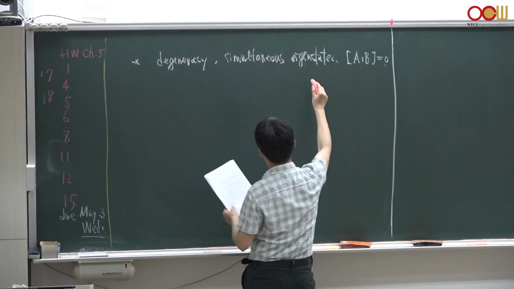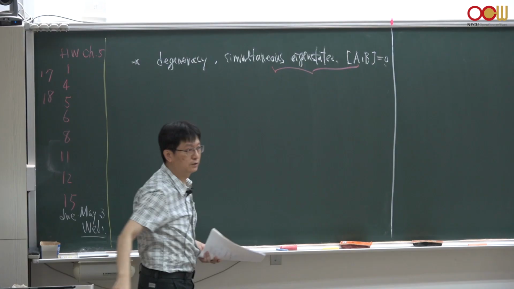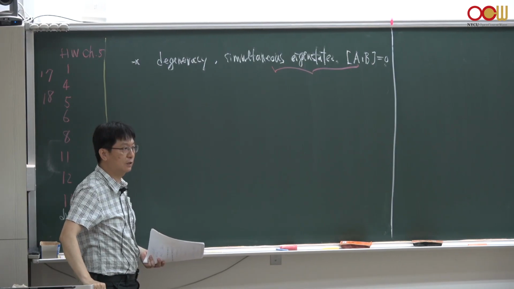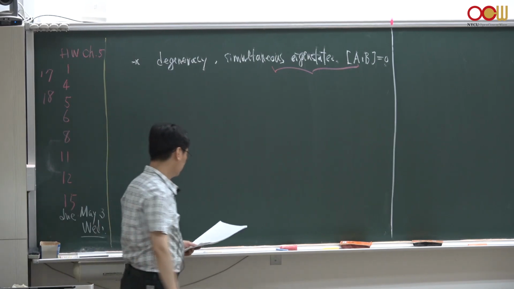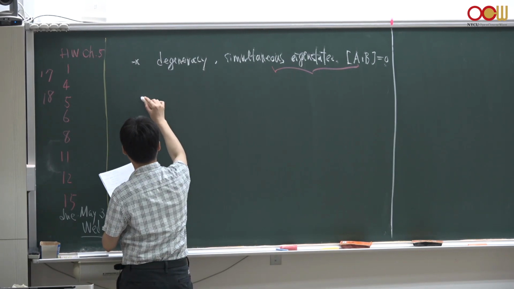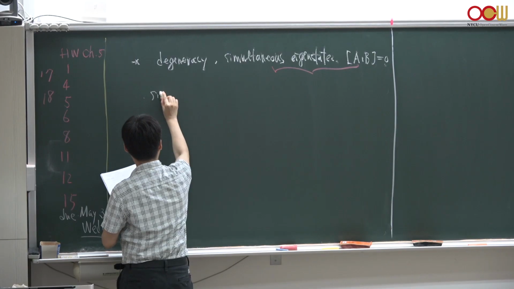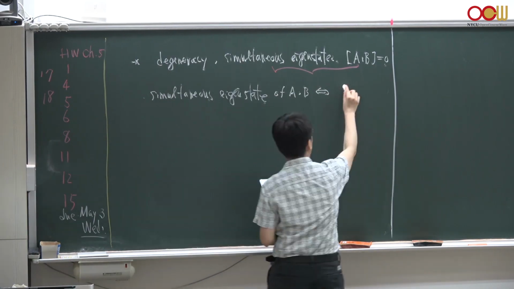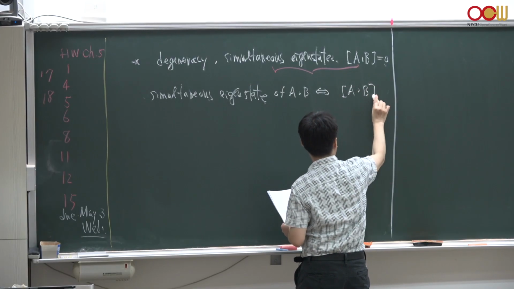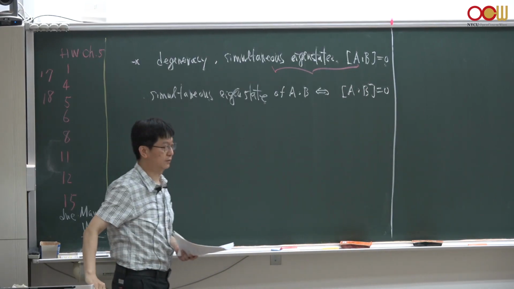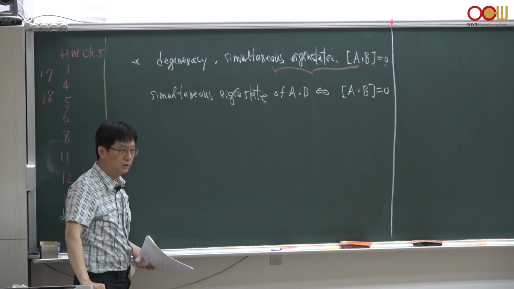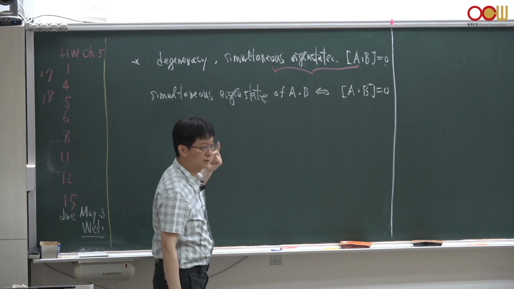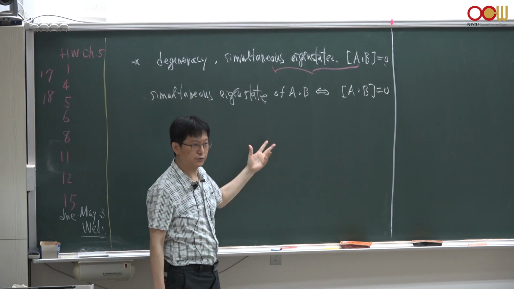We should discuss the relation between these commuting operators A and B and the simultaneous eigenstates of A and B. So let's prove that simultaneous eigenstates of A and B really go side by side with their vanishing commutator. Meaning this is a statement on both sides. This is a necessary and sufficient condition.